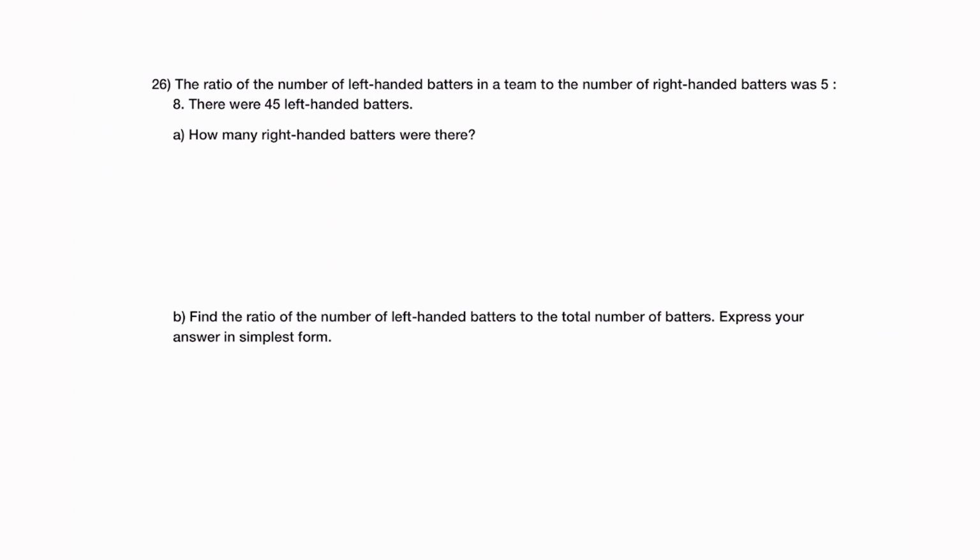The ratio of the number of left-handed batters in a team to the number of right-handed batters was 5 to 8. So left and right, 5 and 8 here. There were 45 left-handed batters. So this is basically units, right? And the actual number is 45 here. How many right-handed batters were there? Now you can say that 5 units is 45, 1 unit would be 9, or from 5 to 45 is times 9. So the same thing here you do times 9. So 8 times 9 is how much? 72. So the answer for this is going to be 72 here.